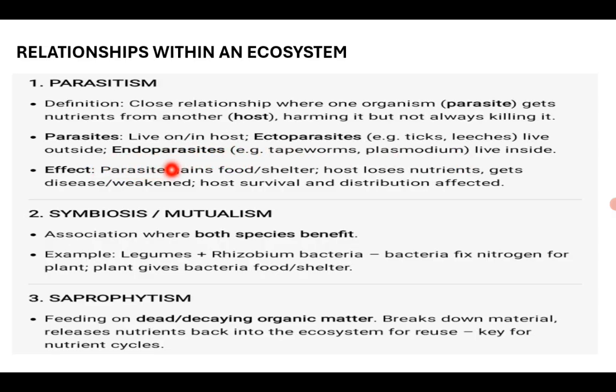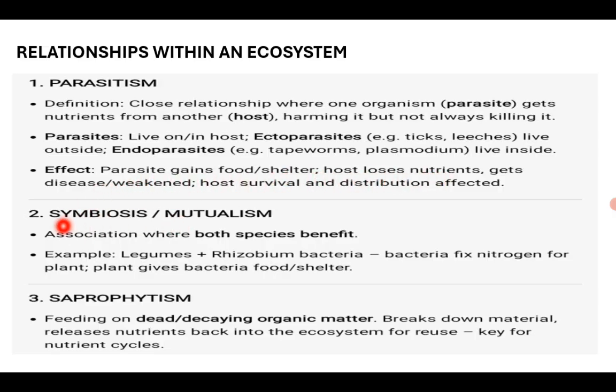The effect of this relationship, parasitism, is that the parasite gains food and shelter, but the host loses nutrients. It gets sick and weakened, and the host survives, but its distribution is also affected. So we are saying in most cases it is the parasite that gains food, but the host suffers.